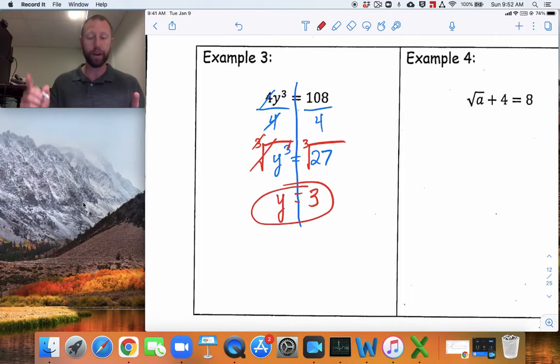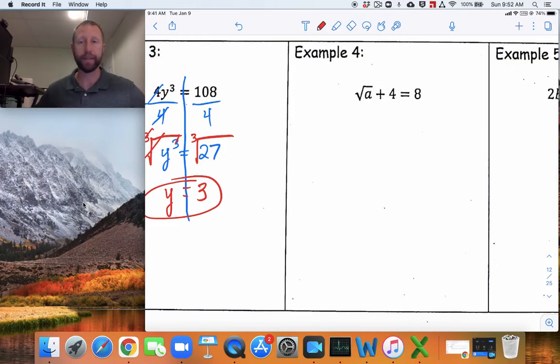And for cube roots, we only have one answer. Now, for example number 1 up above, we had 2 answers. It was positive 4 and negative 4. But for a cube root, we only have one answer.